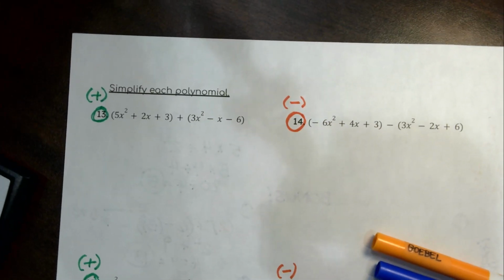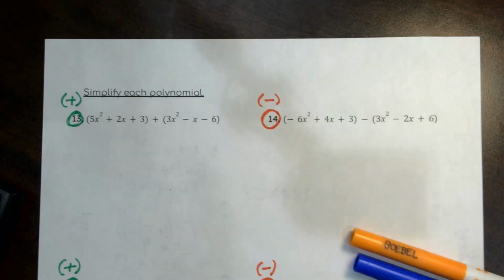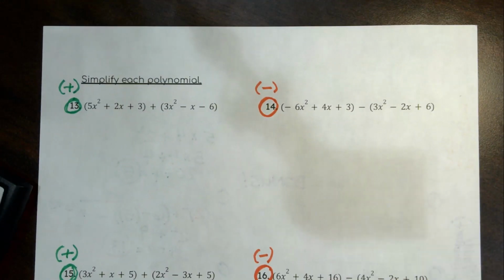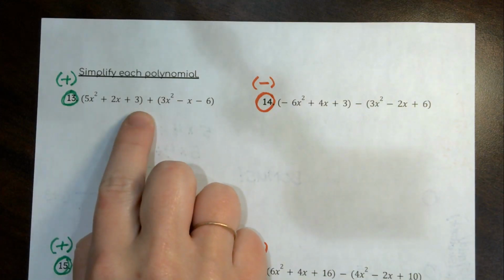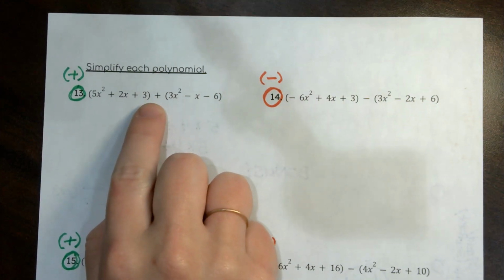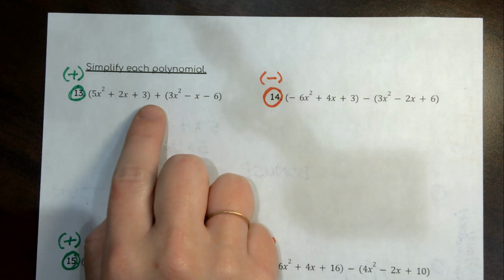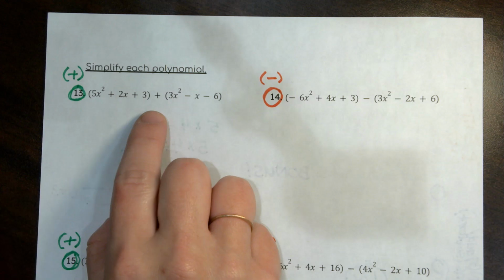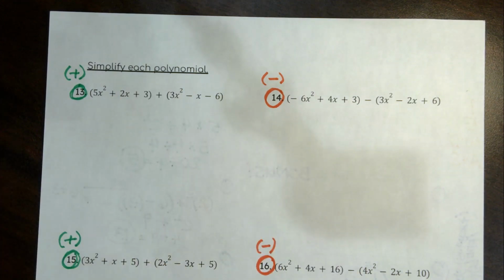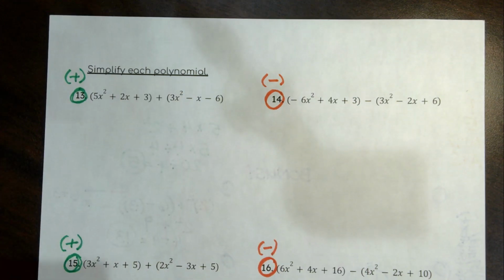Okay, let's start with number 13. First of all, we know that number 13 is an addition problem. There's a plus sign in the middle, so we don't need to do any distribution. All we're doing is combining like terms. When we are simplifying polynomials, we are only adding and subtracting. Don't accidentally multiply here. We are only adding and subtracting.